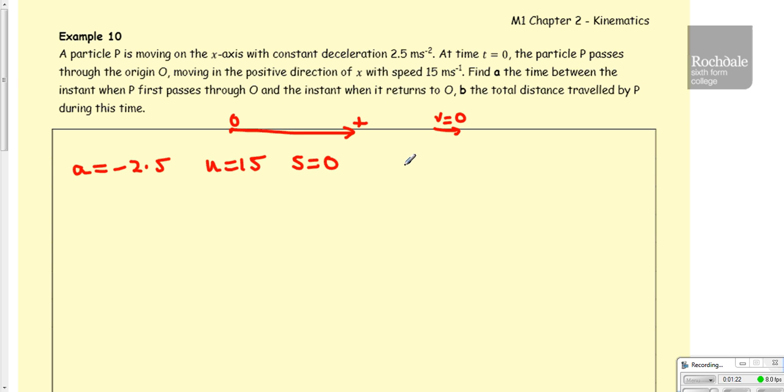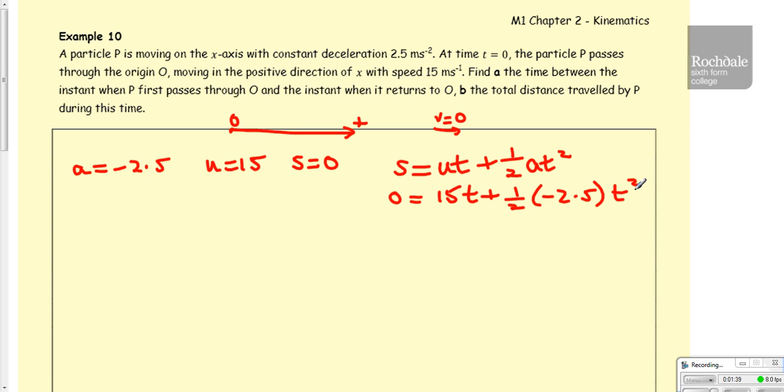So using that information, we can use the equation S equals ut plus a half at squared. Substituting in, S is 0, u is 15, t we don't know, half a is minus 2.5, and then we've got t squared. Okay, so simplifying, we've got 15t minus, now a half times minus 2.5, well, that is 5 over 2. And if you times that by a half, that's 5 over 4, 1.25.